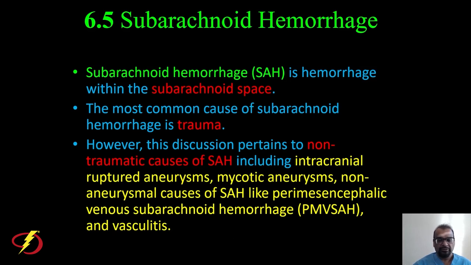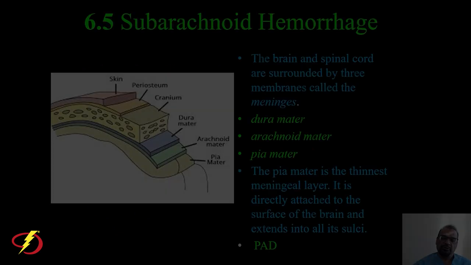Now, we're not going to talk about trauma today because we're really focused more on stroke, but I will give a talk in the future on brain trauma. So the discussion we're having today pertains to non-traumatic causes of subarachnoid hemorrhage, including intracranial ruptured aneurysms, mycotic aneurysms, non-aneurysmal causes of subarachnoid hemorrhage like paramesencephalic venous subarachnoid hemorrhage, and vasculitis. I know that's a mouthful, but it'll make more sense in just a few moments.